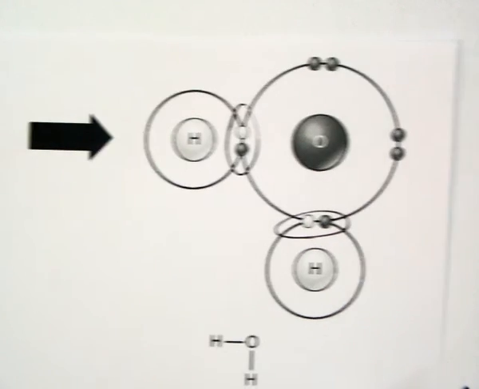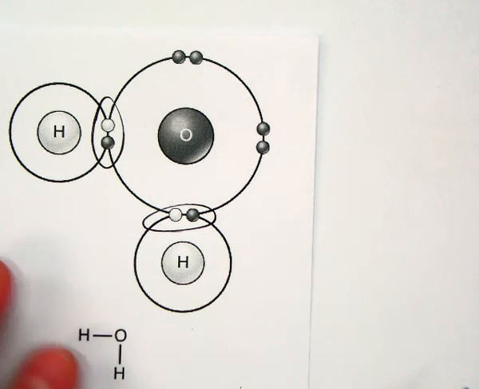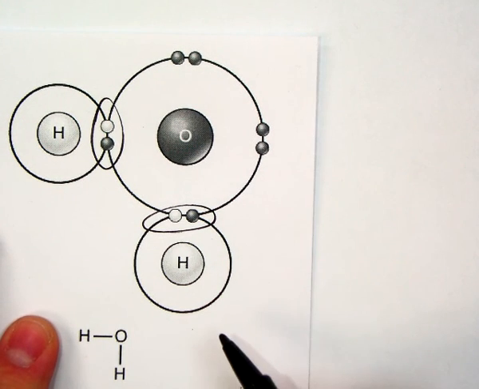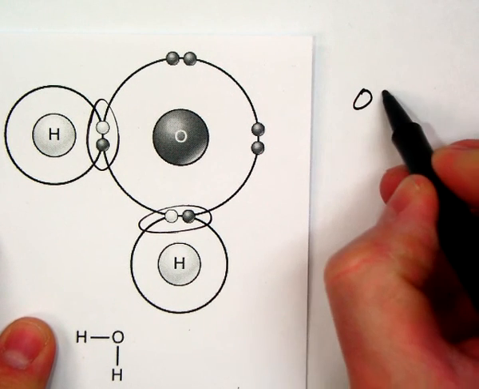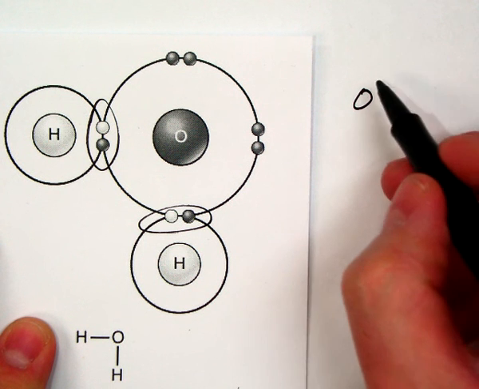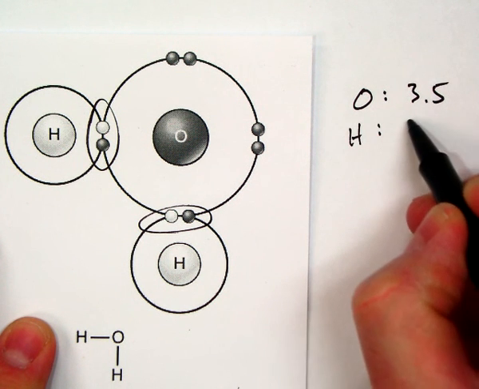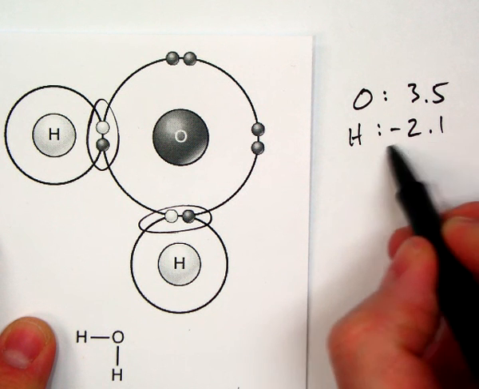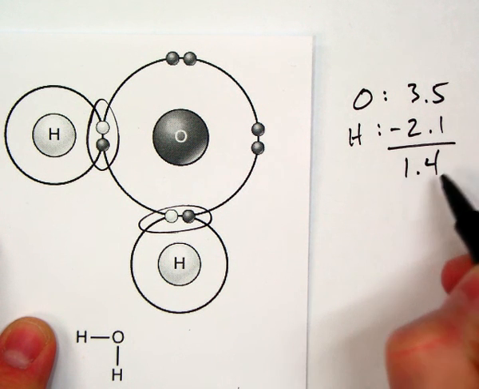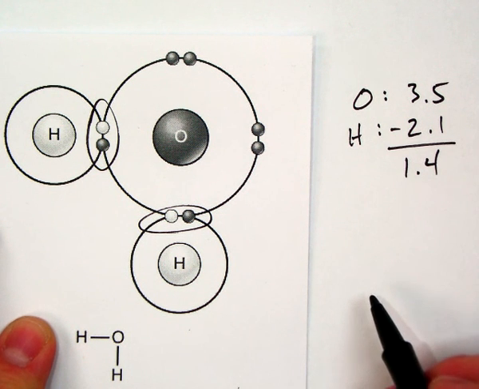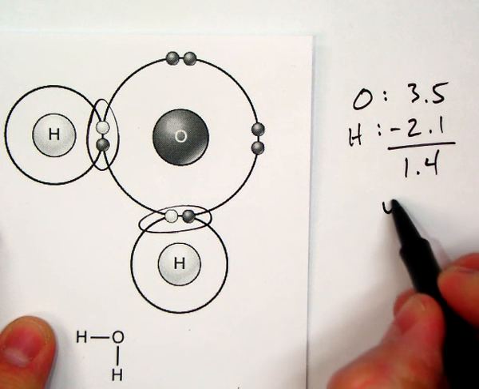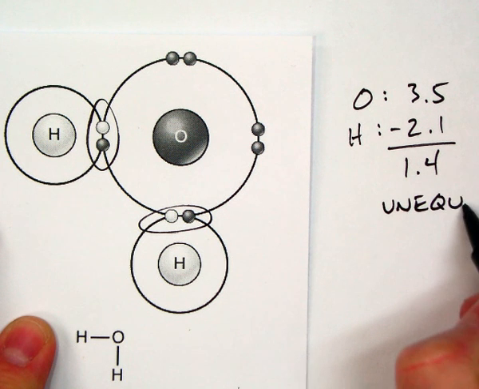Looking at a table of electronegativity, you see oxygen has an electronegativity of 3.5, and hydrogen has an electronegativity of 2.1. So we always subtract the big minus the small. We get 1.4, and that's going to tell us that we have an unequal covalent bond.